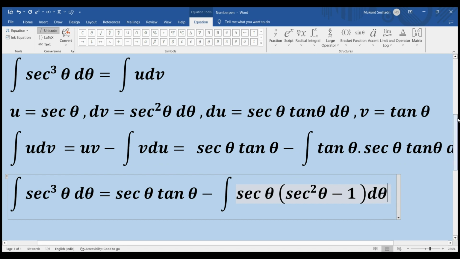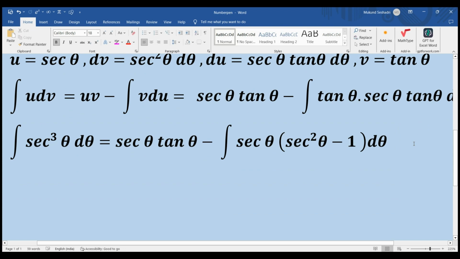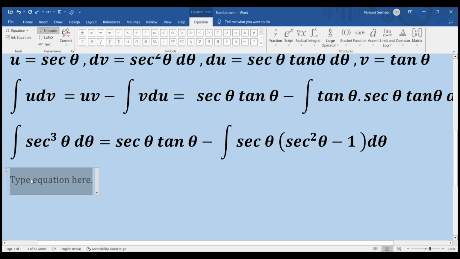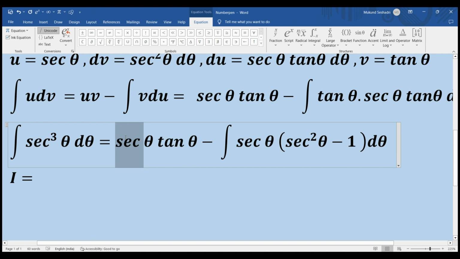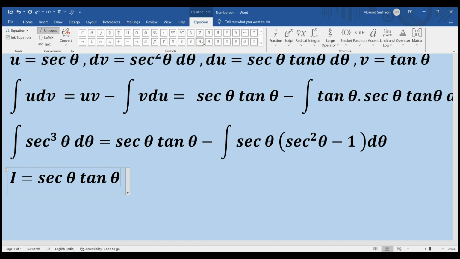So now I apply the sum rule of integral to my RHS, right? My LHS, which is integral of secant cube theta d theta, I'm going to call it I. And therefore, my I equals my first part is pretty much solved, which is secant theta tan theta. I come to the second part.